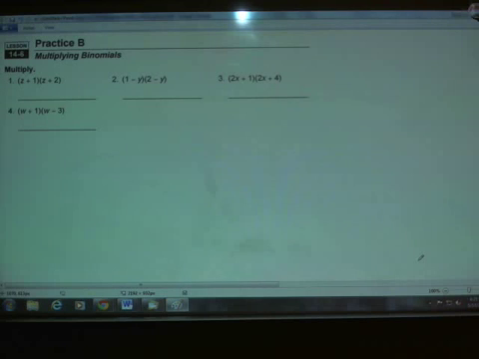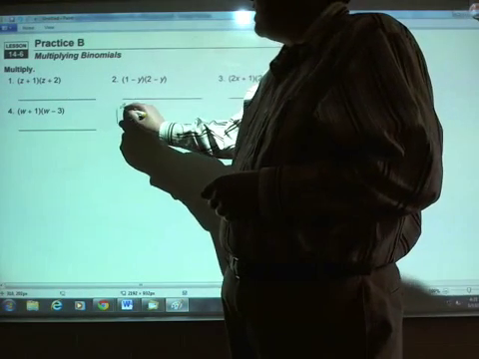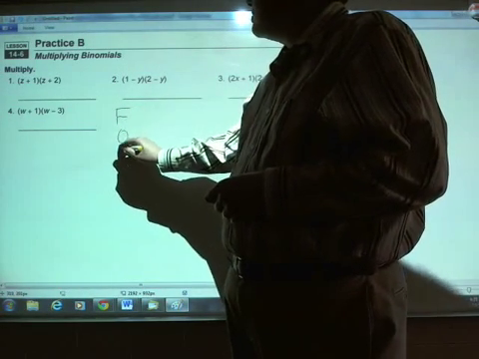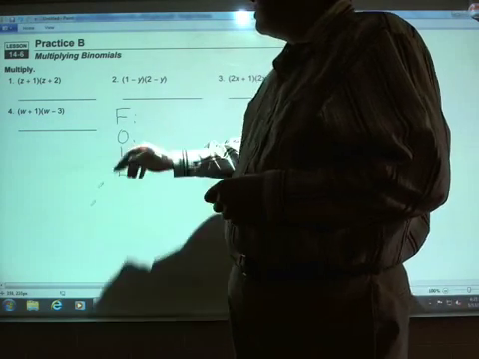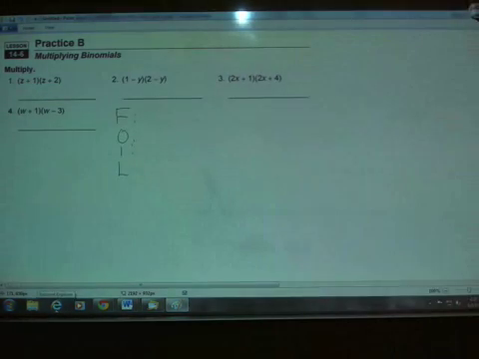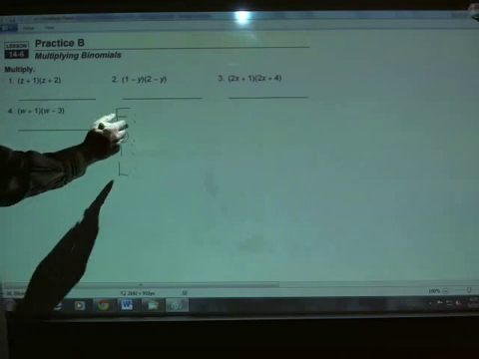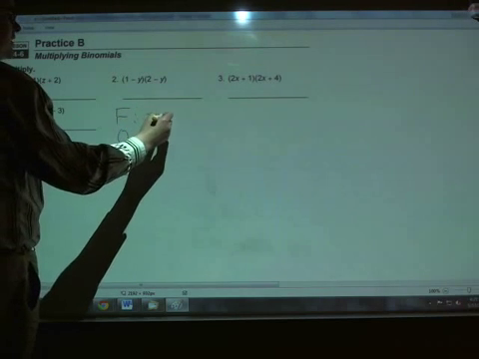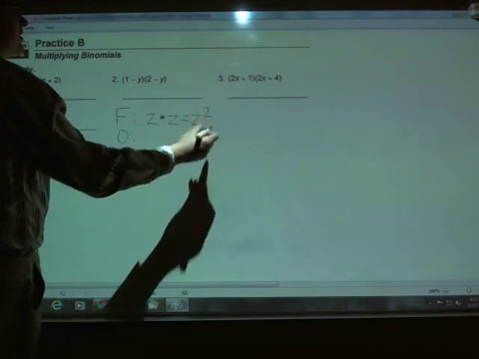So number 1, we've got z plus 1 being multiplied by z plus 2. We want to identify the F, the O, the I, and the L here, because those are the 4 parts that we use when we multiply binomials. F stands for the firsts, so we're looking for the first term in each binomial. If we look at z plus 1 times z plus 2, the first term in each one is a z. So we have z times z, and that's going to change into z squared.